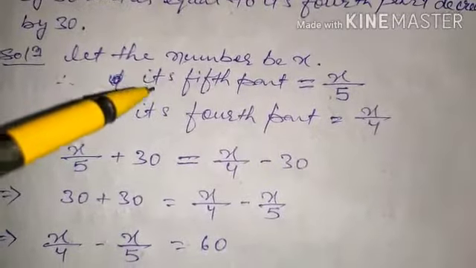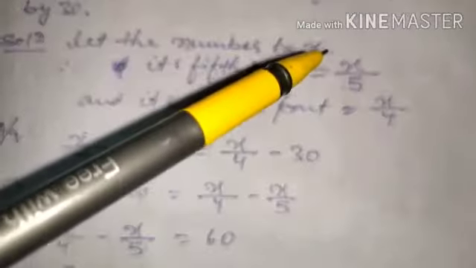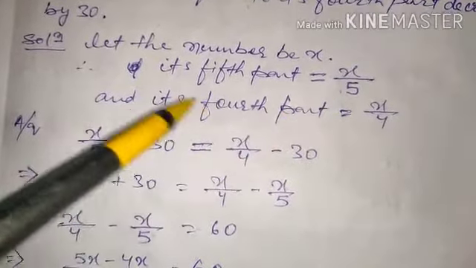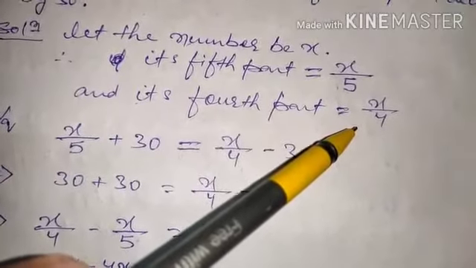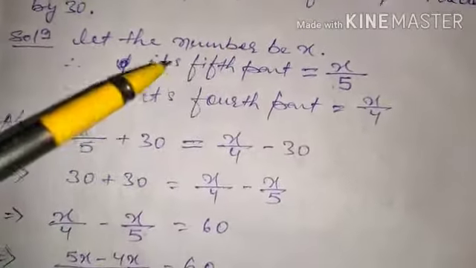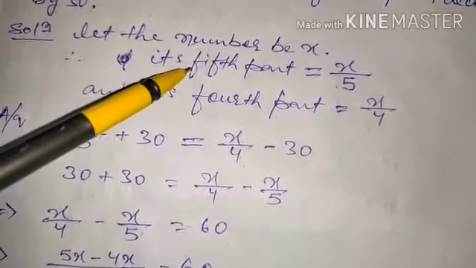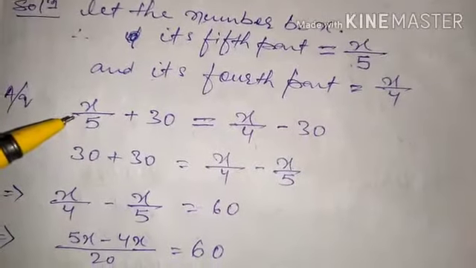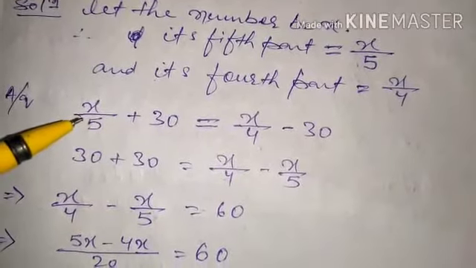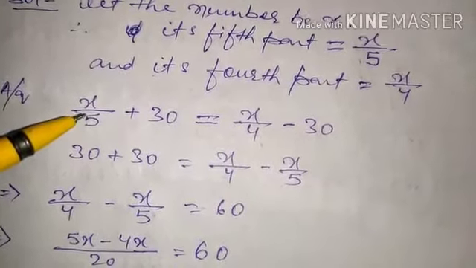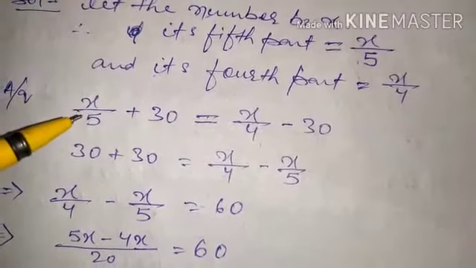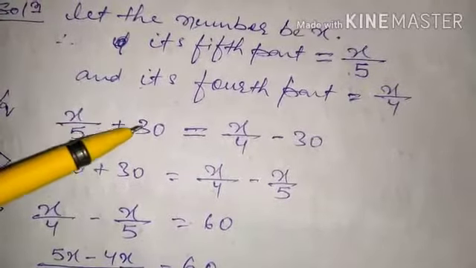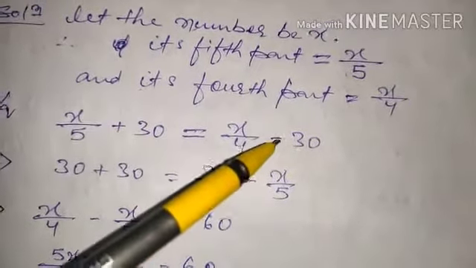Now moving on, its fifth part is 1 by 5 of x, and its fourth part is 1 by 4 of x. We are done with these 2 things, because the question is talking about these 2 things only, the fifth part and fourth part. According to the question, the fifth part is increased by 30 and the fourth part is decreased by 30, then only they are going to be equal. So increased means adding 30 and decreased means subtracting 30.